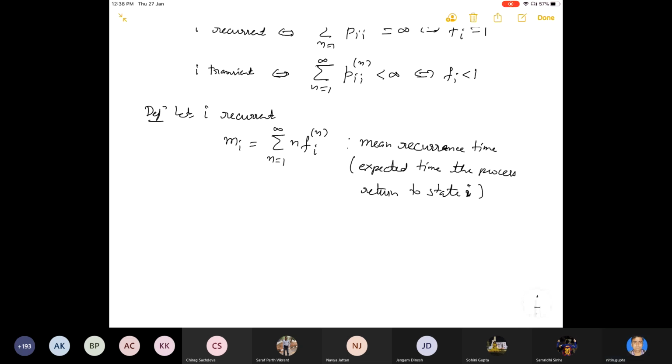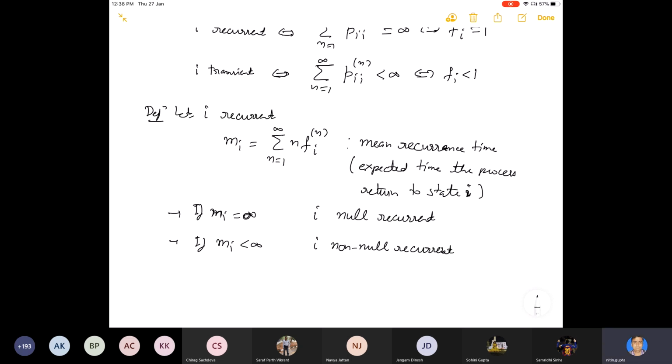So if Mi diverges, then I is called null recurrent. If Mi, the mean recurrence time, converges, then I is called non-null recurrent or positive recurrent. Here sometimes this is denoted as Mii also.